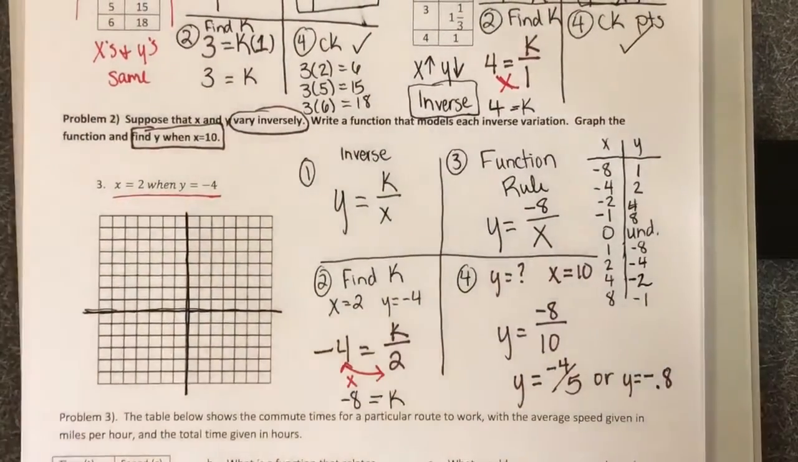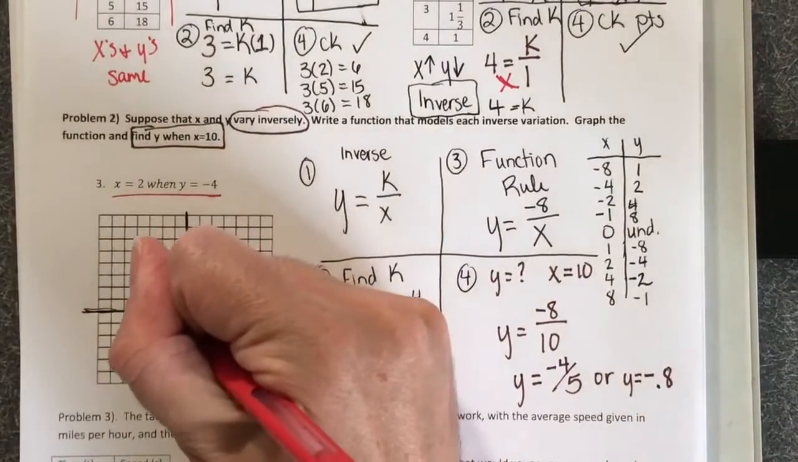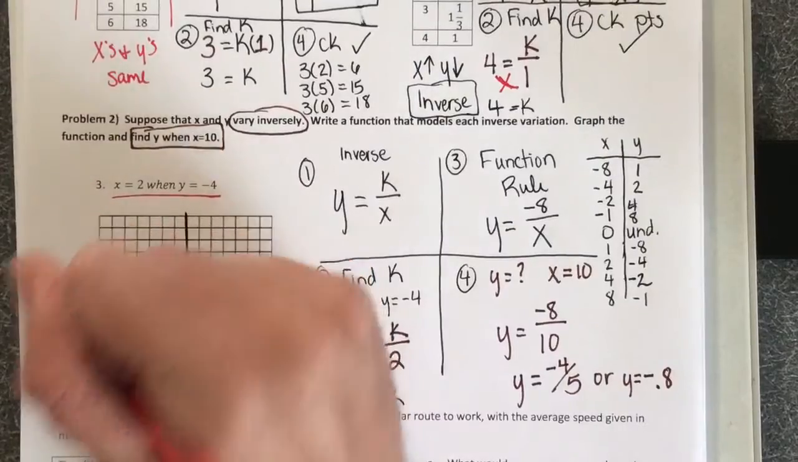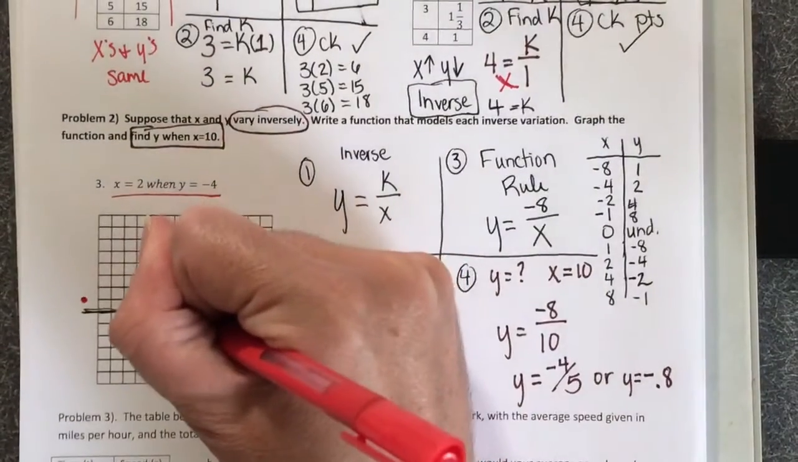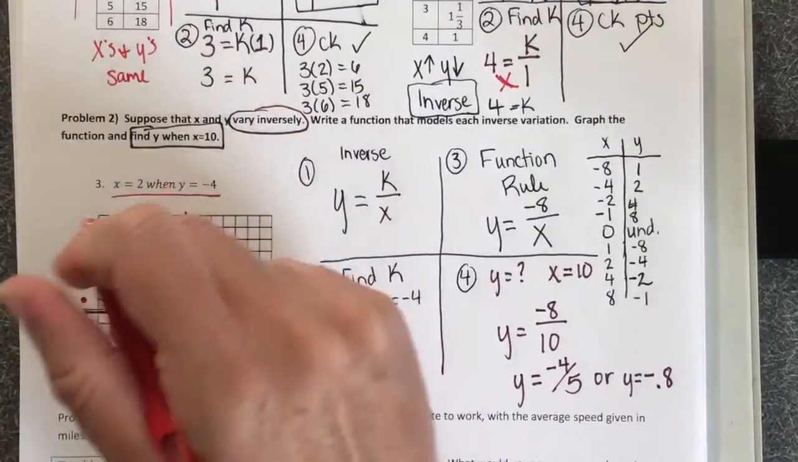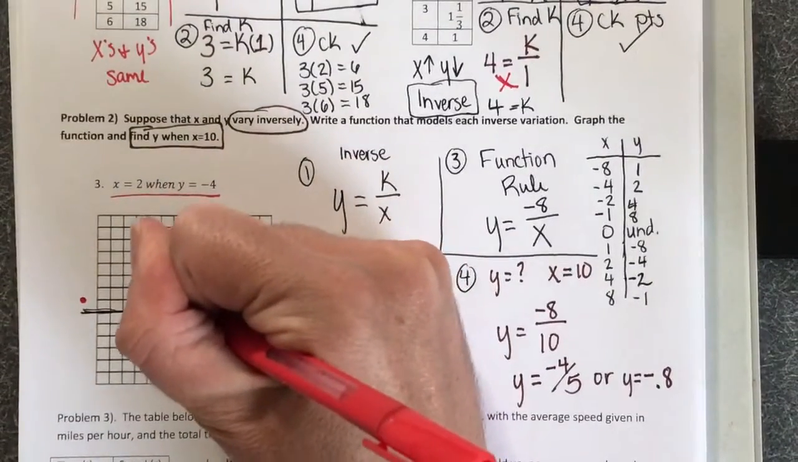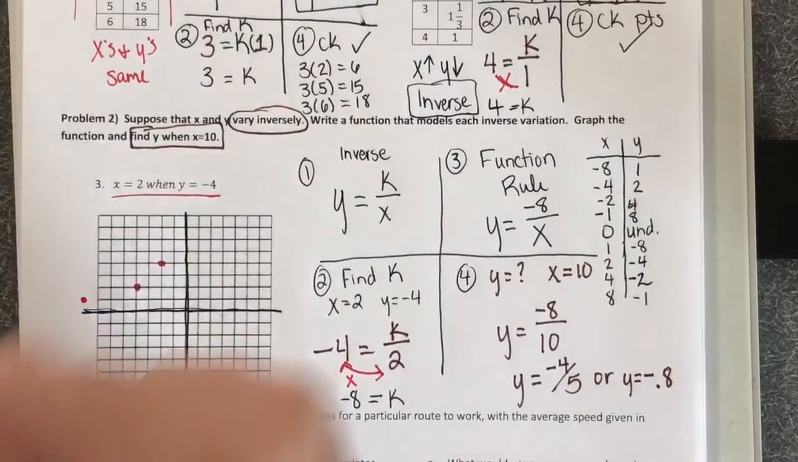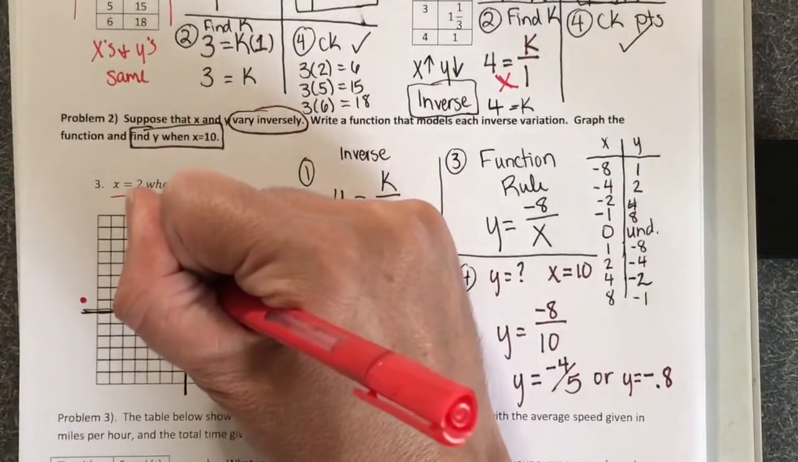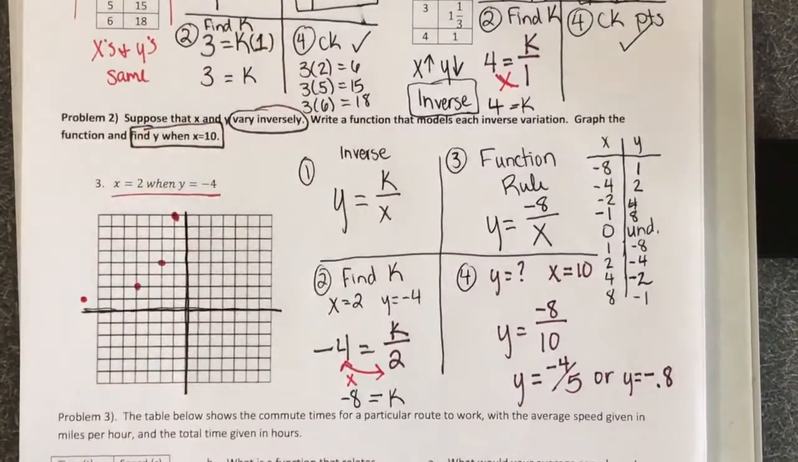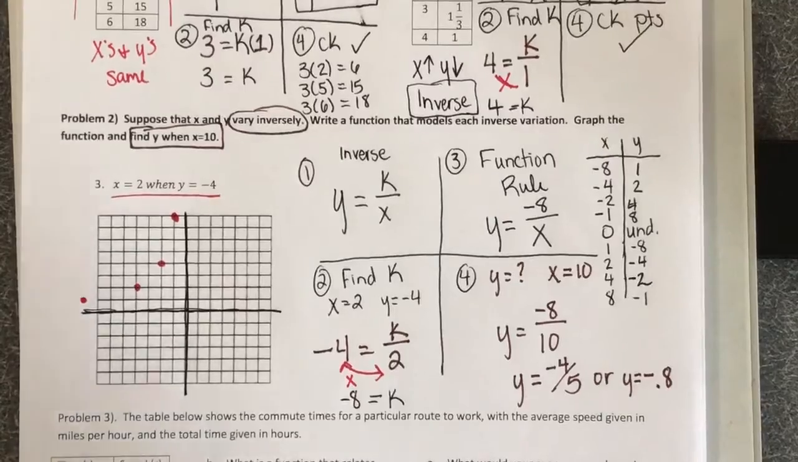So now I want to graph. So -8, 1. Negative 4, 2. Negative 2, 4. Negative 1, 8. And do you see the curved look?